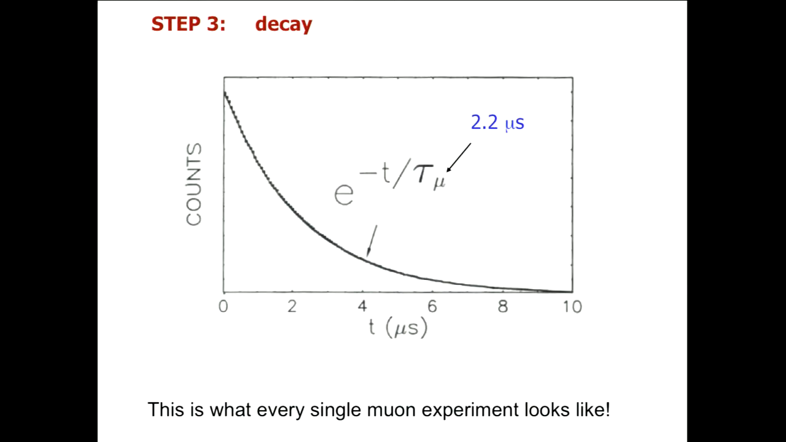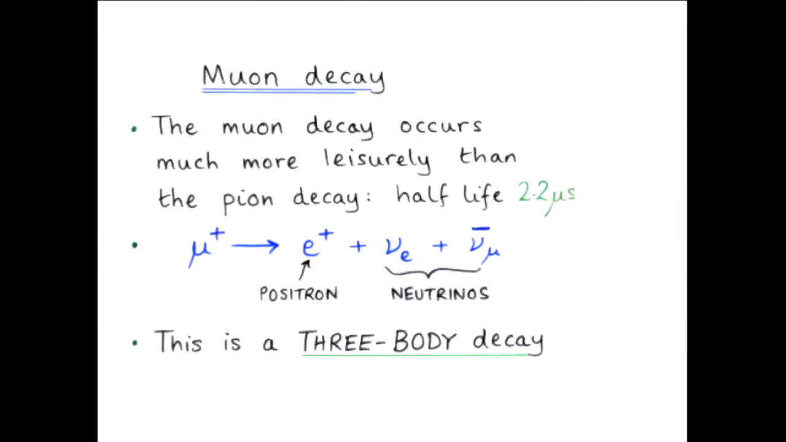Very boring. Except, of course, just by summing all the detectors, even though every single experiment on every single sample will look like that, the really interesting thing that we can do is think a little bit harder about muon decay. Muon decay is much more leisurely than that 26 nanoseconds of the pion decay. So 2.2 microseconds seems like a short amount of time, but in particle physics it's pretty much forever. It's a huge time because the muon is weakly interacting. When the muon decays, it goes into a positron and a couple of neutrinos. This is three-body decay.